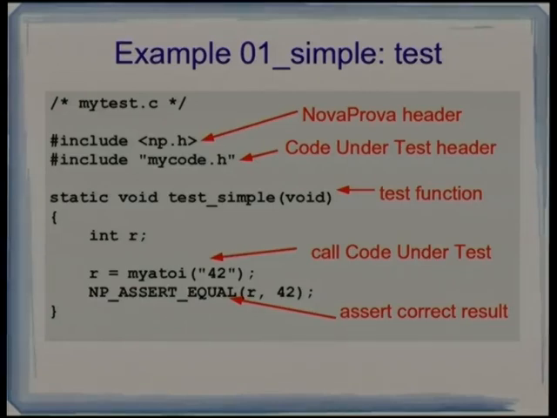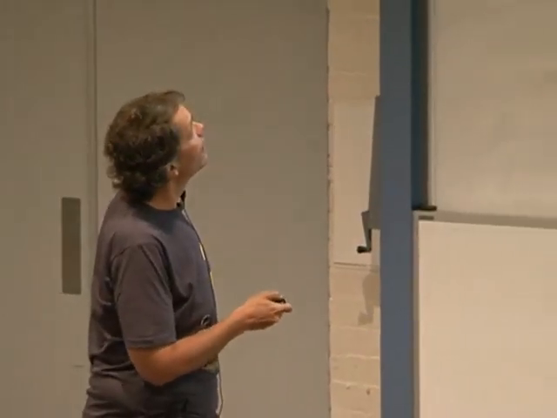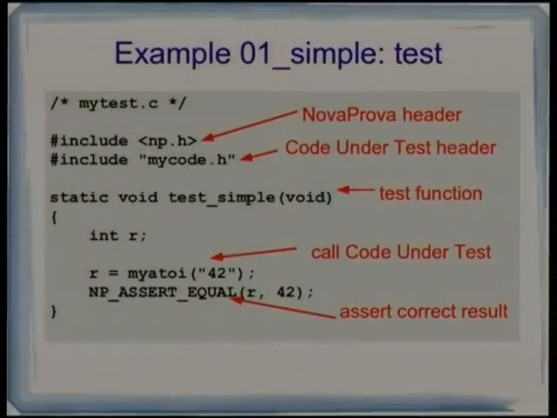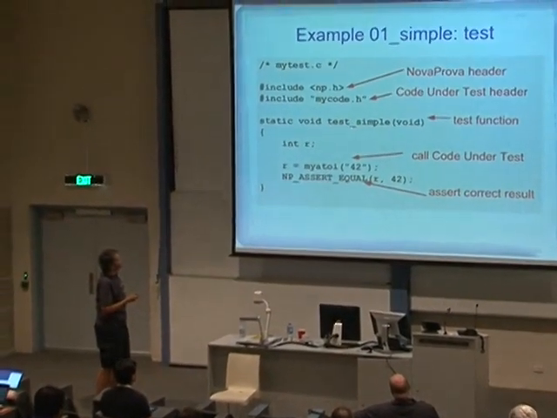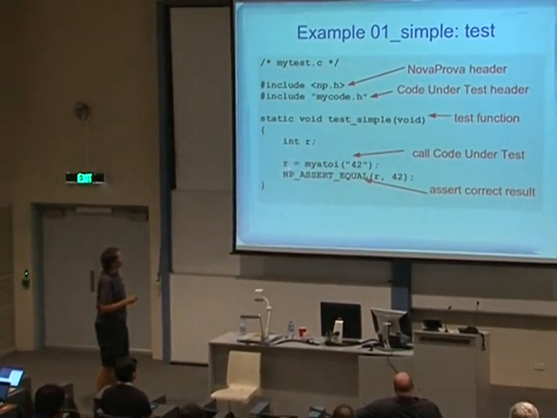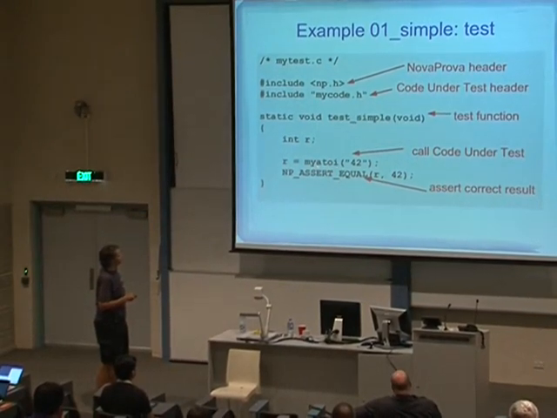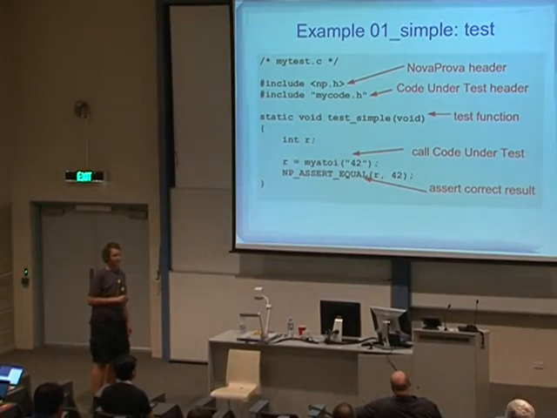So here's an actual test. There are some examples that are going to be up on the website later. This is taken from them. You start off with including the header file. You include the header file for your own code under test. It's a function. Notice it's static. And it's called test underscore something. And it runs a very buggy version of A2I that I wrote for the purposes of the test.